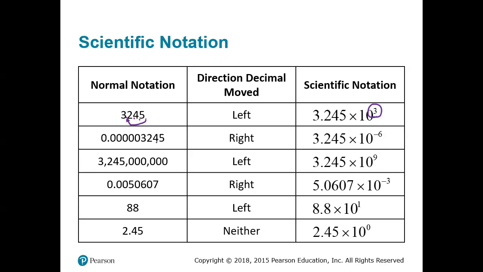For the second example here, I've got a number less than 1, so I should automatically think to myself, okay, I'm dealing with a negative exponent here. The number is less than 1. It's smaller than 1.